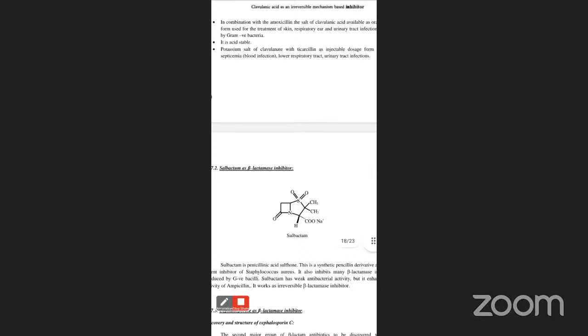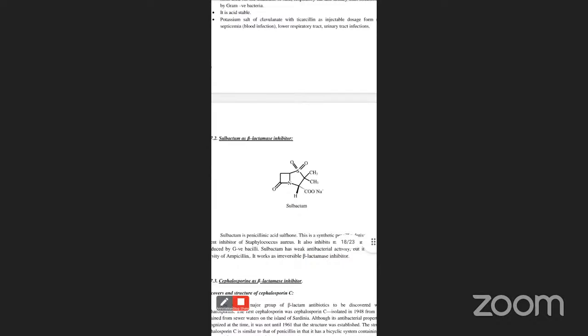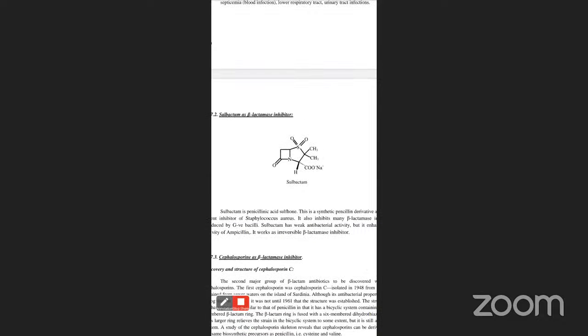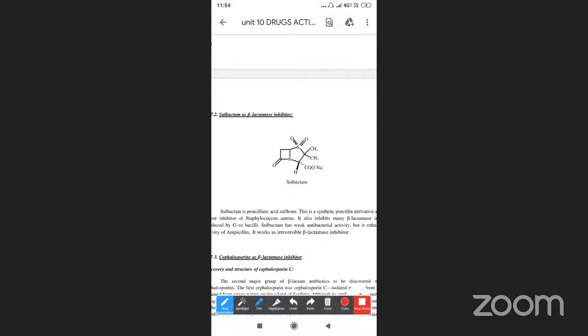Next, sulbactam. This is also a beta lactamase inhibitor, right? So sulbactam also acts as a beta lactamase enzyme inhibitor, but some other modifications are done, right? When you compare with your clavulanic acid, there the apex atom is oxygen, but here the sulfone, the SO2 group, is introduced. And the beta lactam ring is common in all the cases, right?